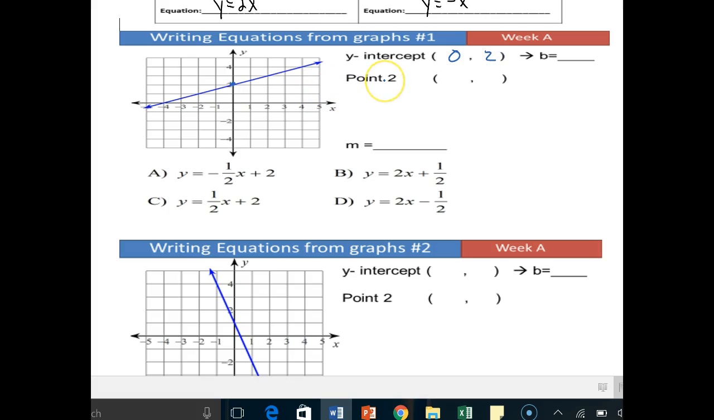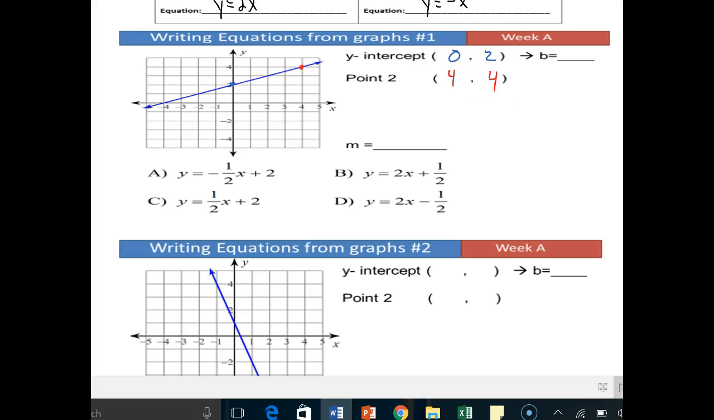Second, find another point on the line. Now, a point has to have coordinates. So, for instance, this point right there, that's not a point. But something like (4, 4) is a point. So there is a second point for us, (4, 4).